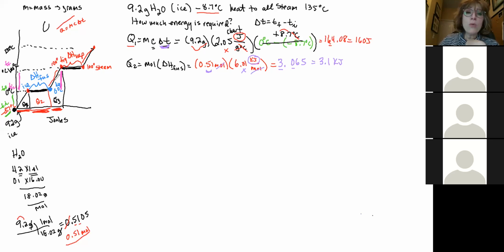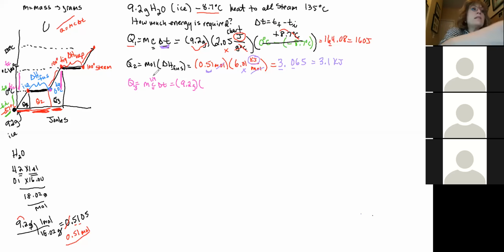Every time there's a slope, you're going to use, this is Q3, MC delta T. The mass is still 9.2 grams. All right, now we need the specific heat. Now, what state of matter is it in at this spot right there? Is it a solid, liquid, or a gas? Oh, sorry, liquid. It just got through melting, so it's a liquid. So we need the specific heat for liquid.